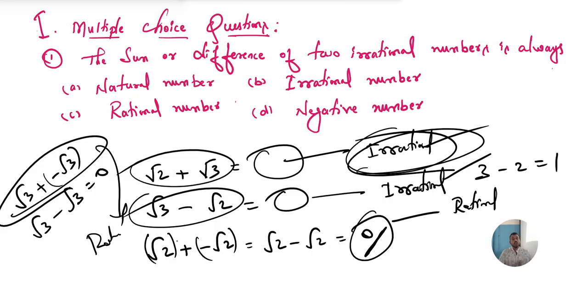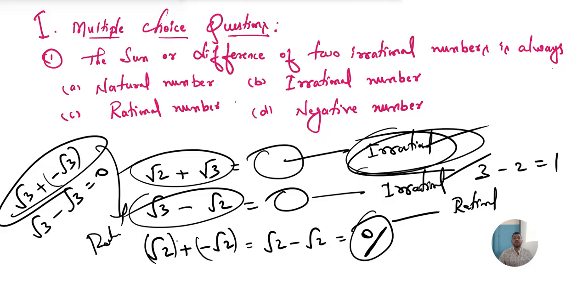समझ में बेटा? दो irrational numbers को अगर आप add या subtract कर रहे हैं तो आपका आंसर rational भी आएगा और आपका आंसर irrational भी आएगा. You will get irrational also. So here the answer is actually both.